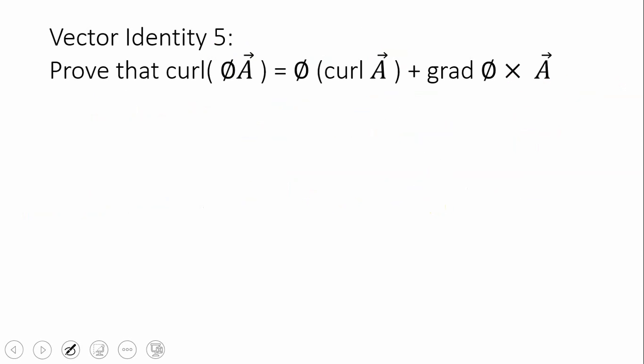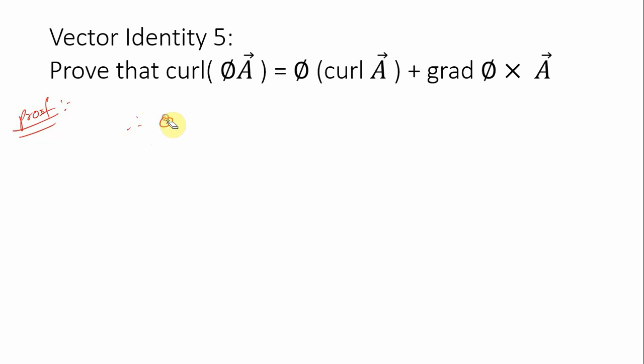Next we'll go immediately, students. Yes students, very important vector identity, the fifth one. So you can see, prove that curl of φ a bar is equal to φ curl a bar plus gradient φ cross a bar. So we'll go with the proof immediately, students. Very important proof, these are. Please practice. Same again, let φ and a bar be a scalar and vector function. Please remember this every time.